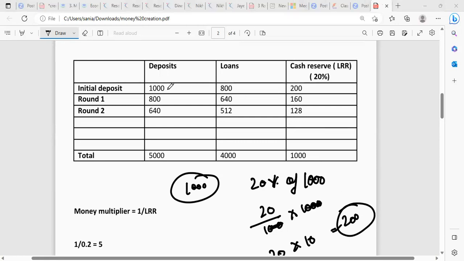Now from this 1,000 rupees, 200 rupees you will give to the bank. Now how much is left? 800. Basically either you will keep it as a reserve or you will give it as a loan. So these are the only two things. So 800 rupees banks are now ready to give as a loan.